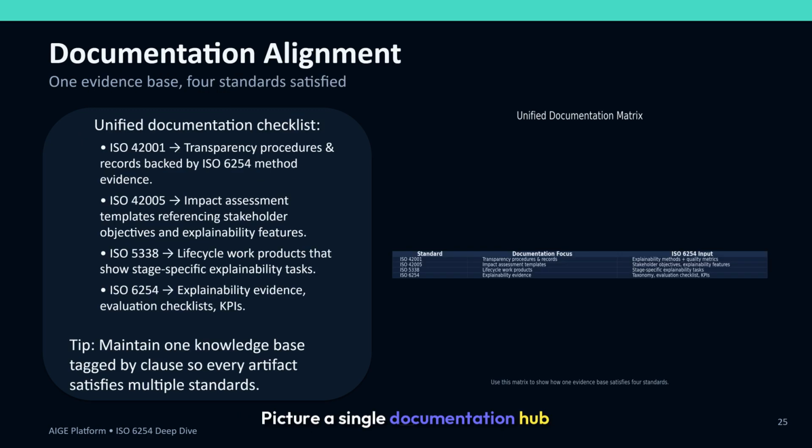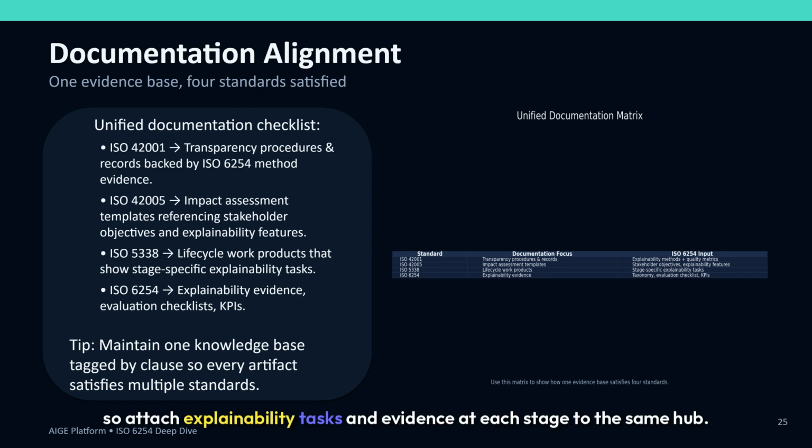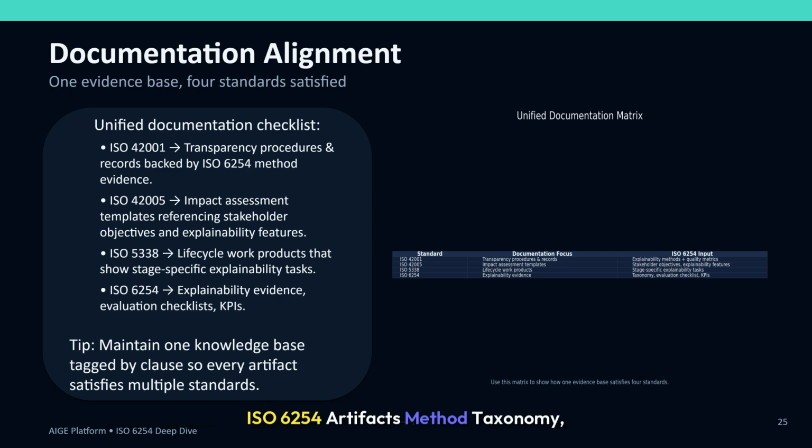Picture a single documentation hub where every artifact is tagged to the clause it serves. For ISO 42001, log your transparency procedures and reference the ISO 6254 methods or evaluation results that justify them. ISO 42005 templates should explicitly cite which stakeholder objectives they align with. ISO 5338 expects lifecycle proof, so attach explainability tasks and evidence at each stage to the same hub. ISO 6254 artifacts, method taxonomy, quality thresholds, and KPIs sit at the core so auditors can trace back in seconds. When someone asks for proof, you open the hub, filter by clause, and hand them the exact evidence trail.